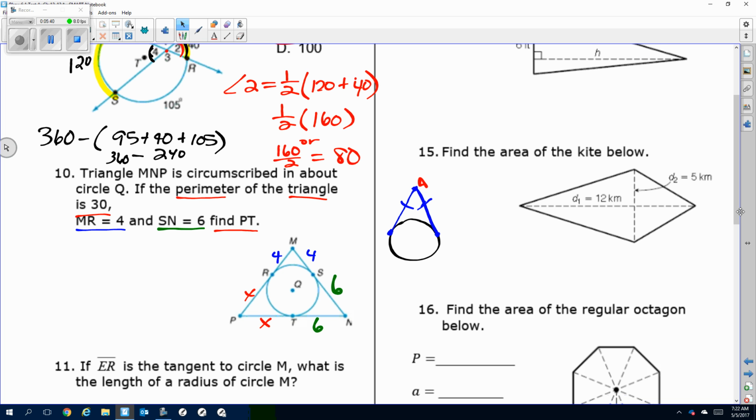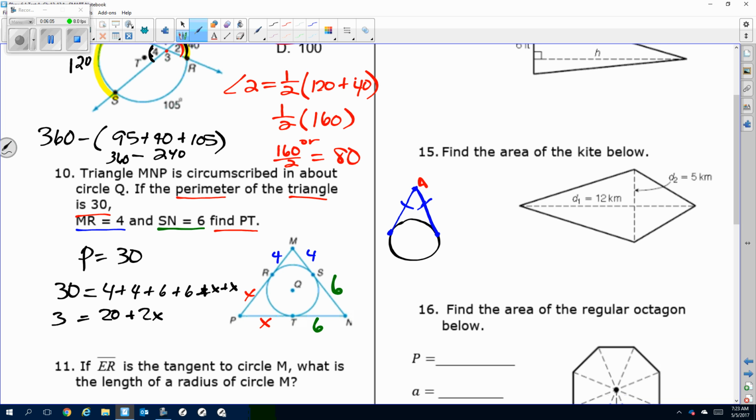Now I'm going to use what they gave me, the perimeter. It says the perimeter is equal to 30. Perimeter is your distance all around, so I'm adding up all my segments: 4 plus 4 plus 6 plus 6 plus X plus X. I know that's messy. When I simplify, this becomes 20 plus 2X equals 30. If I subtract 20 from both sides, we get 10 equals 2X. So X equals exactly 5. That takes care of number 10.